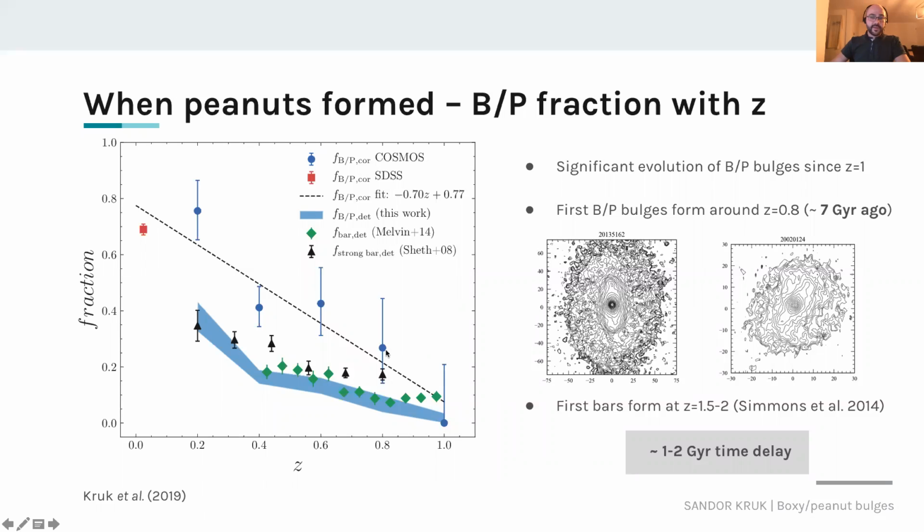With the black triangles and green diamonds is shown the fraction of these galaxies that are barred, which seems to follow a similar trend. The first bars appear around redshift of 1.5 to 2, so 9 billion years ago, which suggests there is a time delay of 1 to 2 giga-years between when a bar forms and when it buckles to form a Boxy peanut bulge.